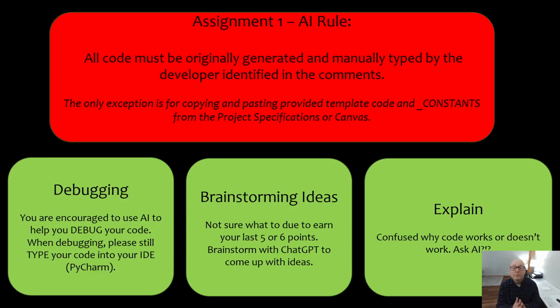I wanted to create a brief video explaining the AI, or artificial intelligence like ChatGPT, rules for assignment 1. All code that you use in your project must be originally generated and manually typed by you, the developer. Whoever is identified in the comments as the developer, that's the person who generated and typed that code. Now there are exceptions. You are allowed to copy and paste template code from the project.